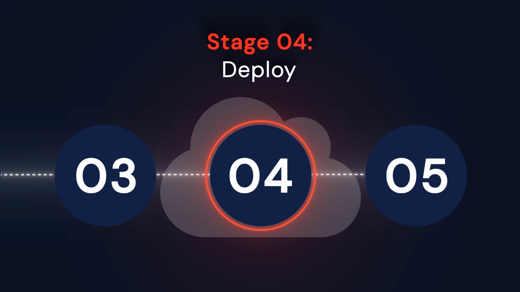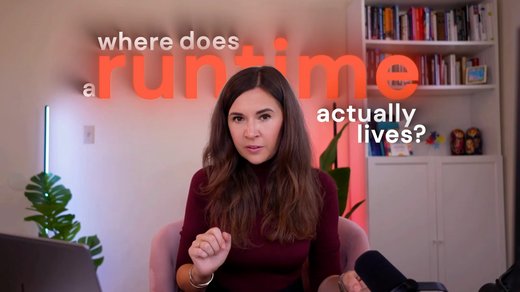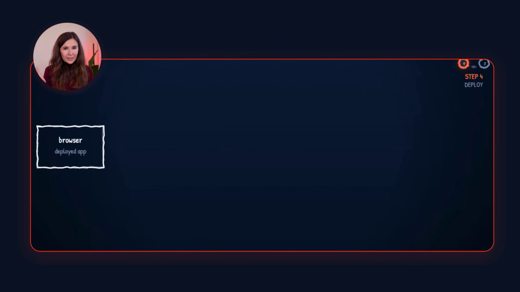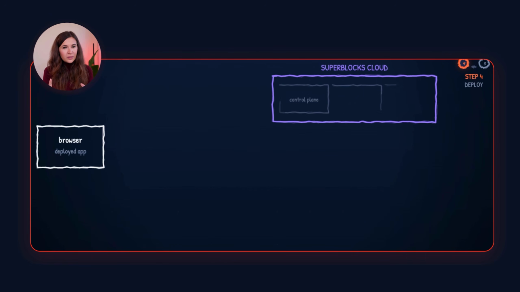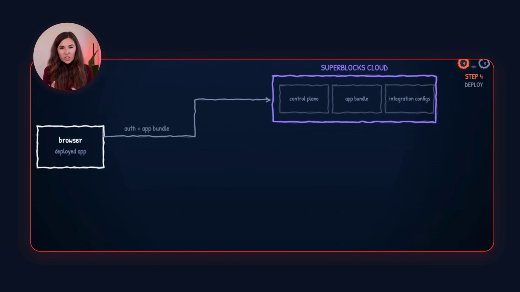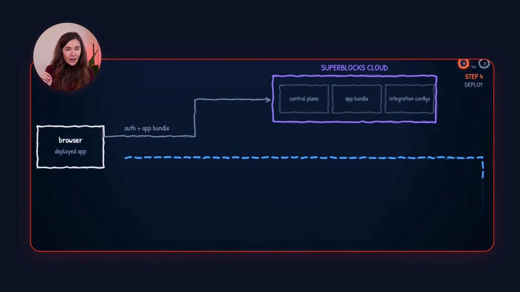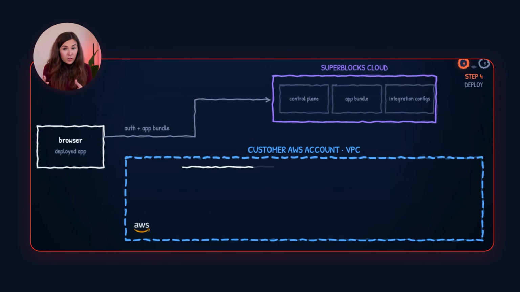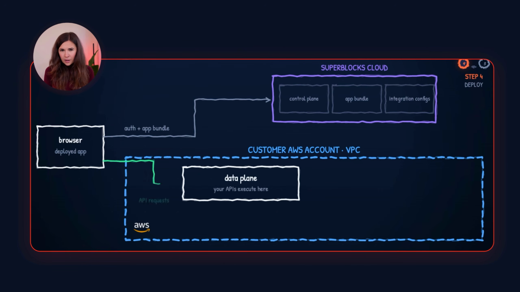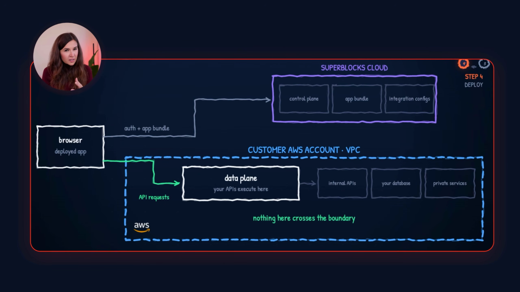Stage 4 is deploy. And the question it answers: where does the runtime actually live? Publishing may take one click. But for most companies, the most important question is what happens after that click. Where do the API calls execute? How does the application reach private systems? And does the company data need to leave the existing cloud environment?